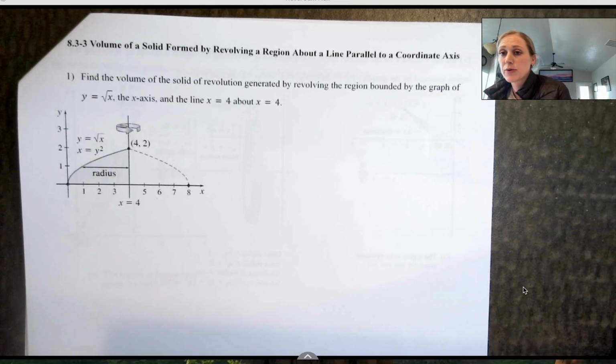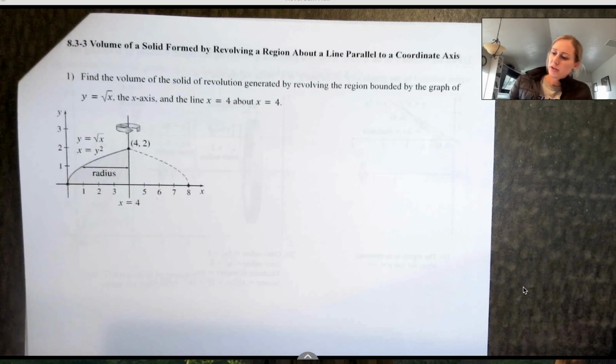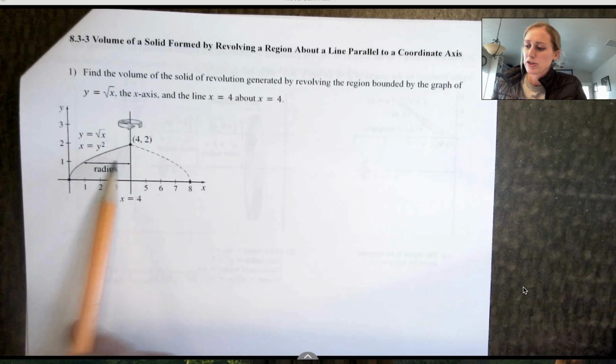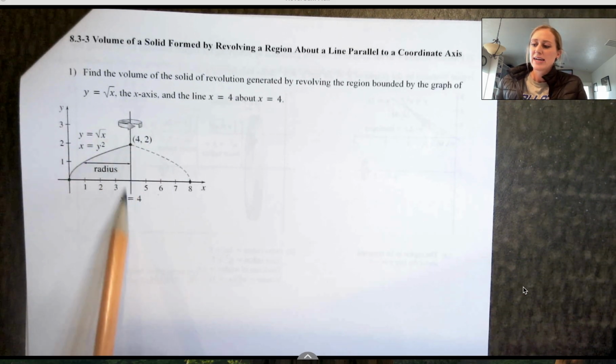For 8.3, we're going to learn one last thing that has to do with revolving an area region about an axis. We're actually not going to revolve about an axis here. We're going to revolve about a line that's parallel to either the x-axis or the y-axis. So we're just going to go straight in with an example. We're going to revolve this region about the line x equals 4.